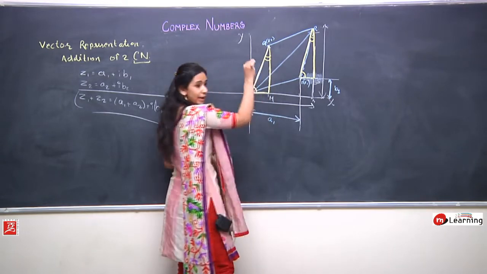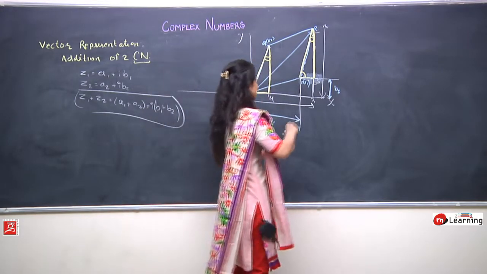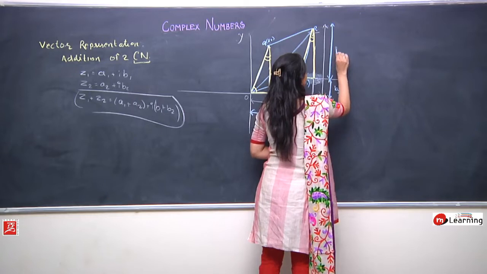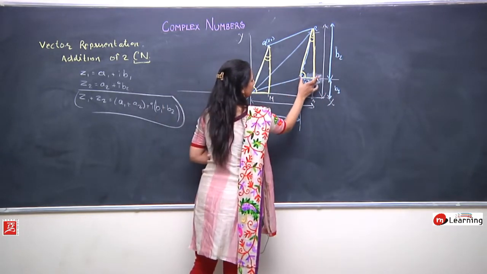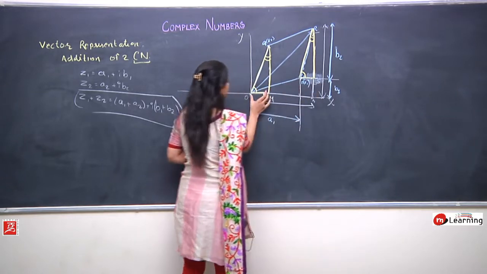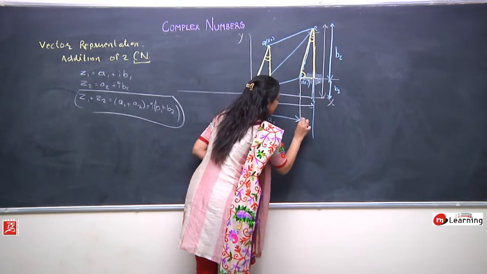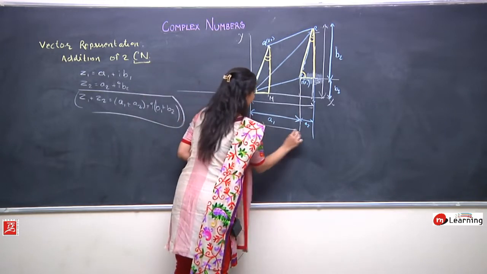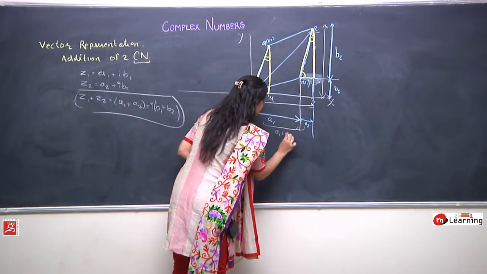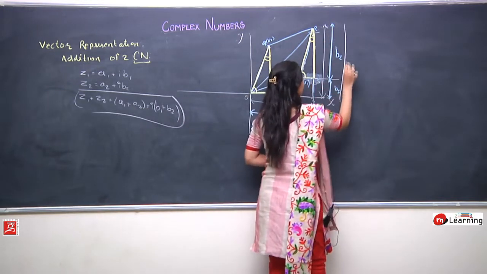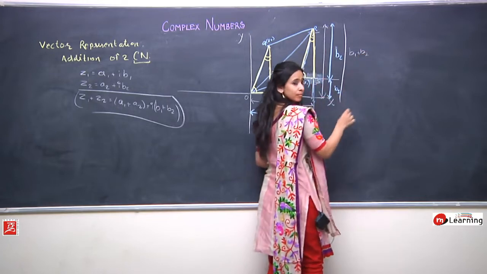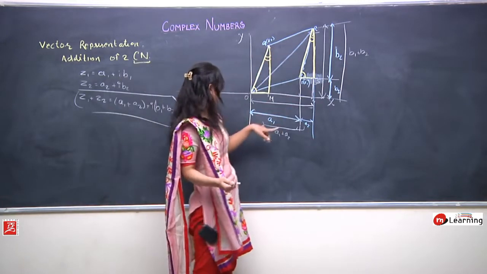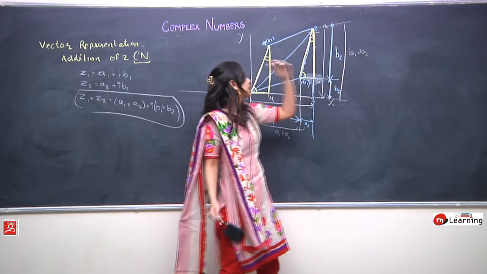This length is nothing but the y coordinate of Z2, which is B2. And OM is going to be equal to this length, which is nothing but the x coordinate of Z2, which is equal to A2. So I get this complete length as A1 plus A2 and this complete length as B1 plus B2. So now I'm sure that the x coordinate of R is A1 plus A2 and the y coordinate of R is B1 plus B2.